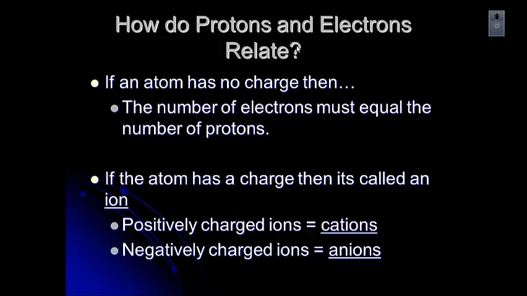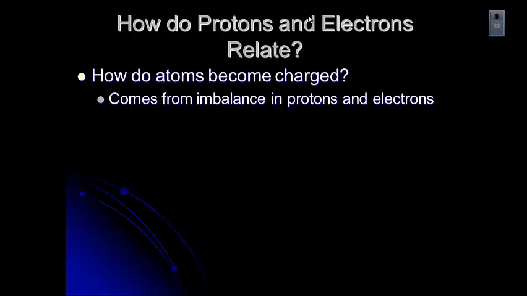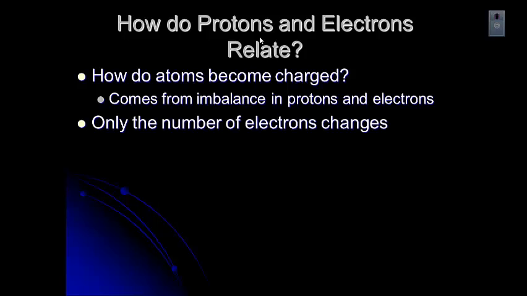Let's talk about how atoms do become charged. It's that imbalance in the protons and the electrons. We just talked about the fact that protons define what an element is, so they can't really change. The only way that the charge of an atom can change is if the number of electrons changes. Protons are really down deep in the nucleus, so it's really difficult for those to change. The electrons are out around in the cloud, and it's much easier for them to change.